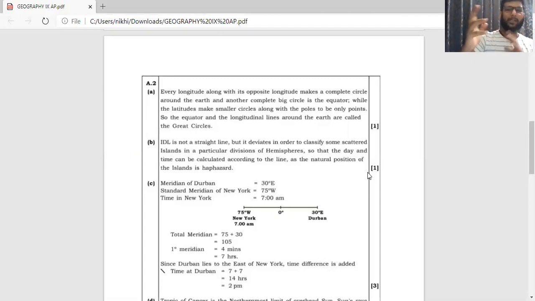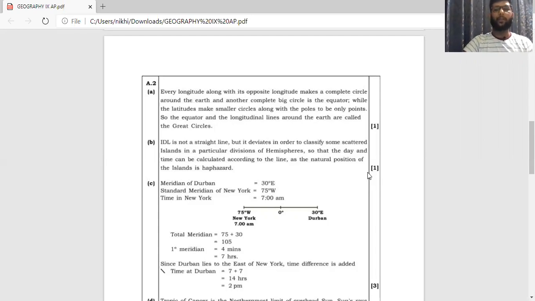So looking at that, considering that fact, they have eventually made it zigzag. So it is basically being kept in any one of the particular divisions of the hemisphere. It can be on the western side or on the eastern side. Why is this done? This is done so that the day and the time can be calculated according to that line, as the natural position of the islands would have been haphazard.